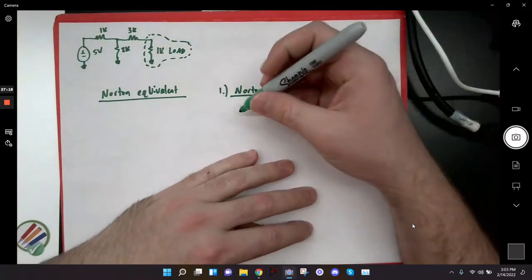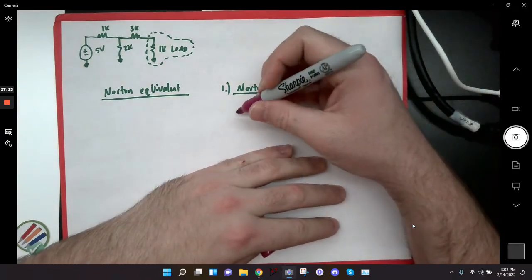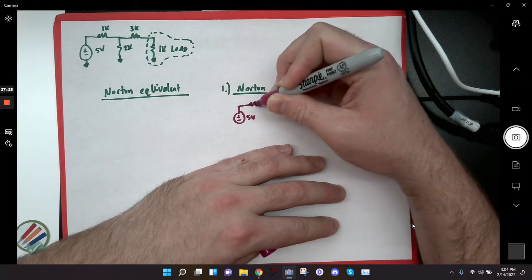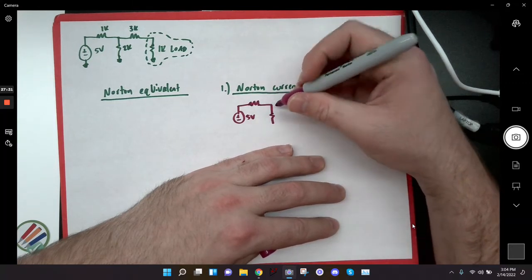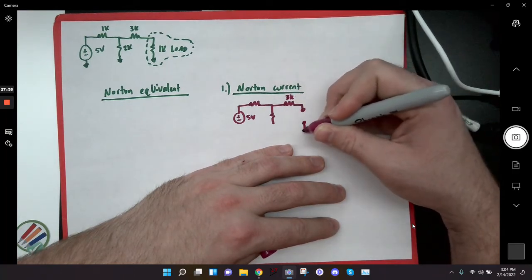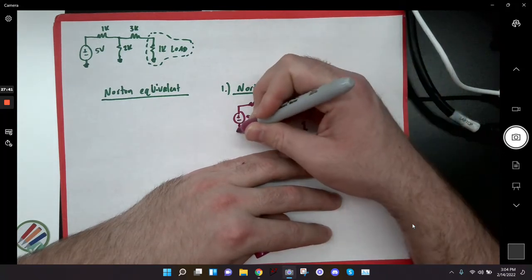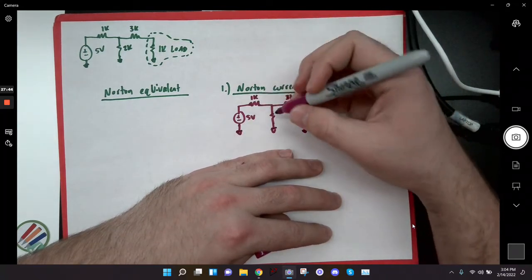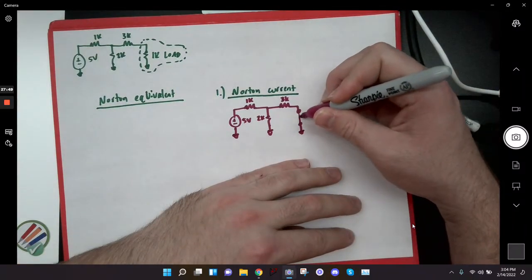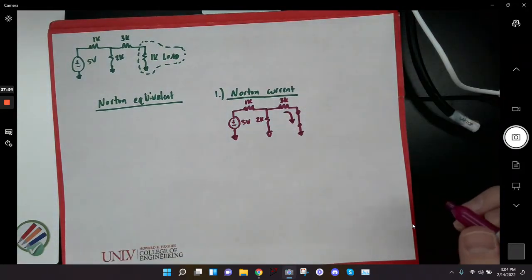Okay? So again, let me change colors. So I've got my original circuit, a 5 volt, a 1K, a 2K, 3K, and then I would have had a resistor right there, but I removed it. That's gone. That's my load. Okay, and so what I said is you're going to put a short right here. You're going to put a wire, and then we're going to measure the current that flows through that wire. All right?